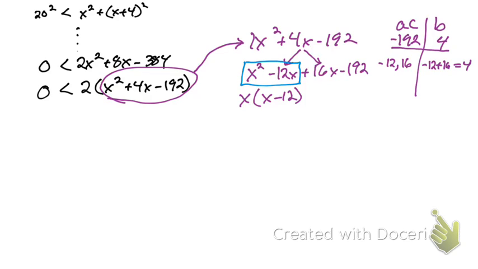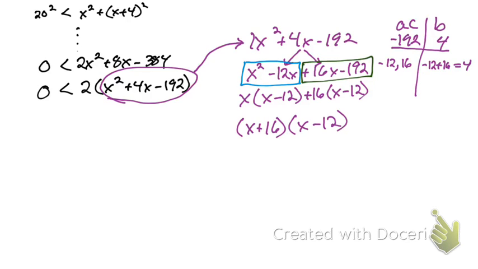And for my second binomial, what color can I do? Green. We have this 16x and this negative 192. Well, it turns out you can pull 16 out of both of those, and you are going to be left with x minus 12 in there. That way we can write this as x plus 16 times x minus 12, which is going to be our factored form.